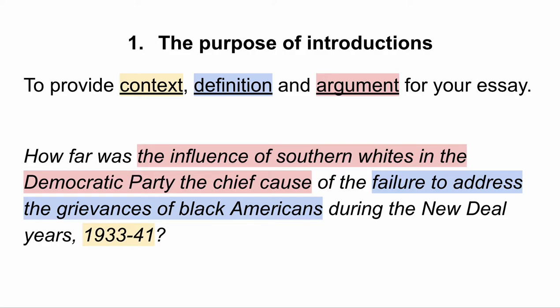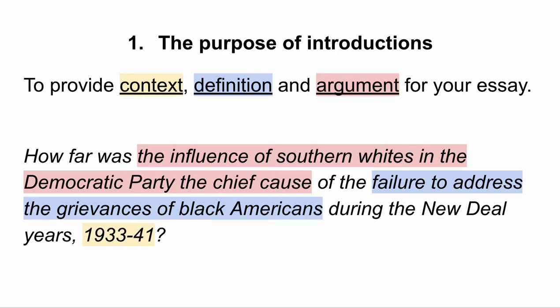So you need to provide context, define key terms, and an argument. So don't leave the examiner hanging. Don't think, oh, I'll just leave it on a kind of cliff edge. Give your argument in the intro. And I've seen other videos of people talking about leaving your argument for the end. Don't do that. Put it straight in there.